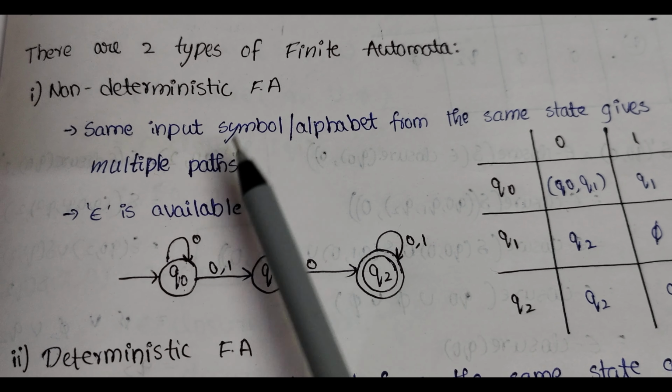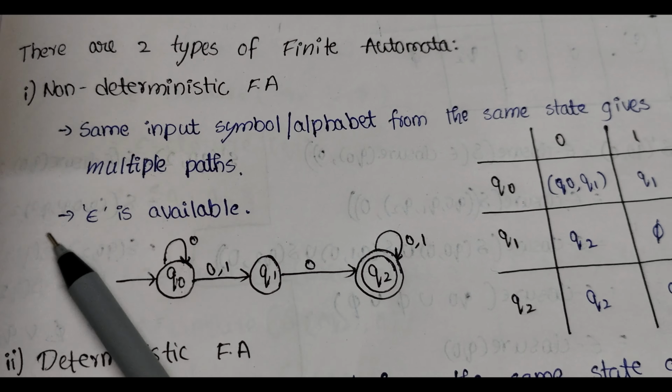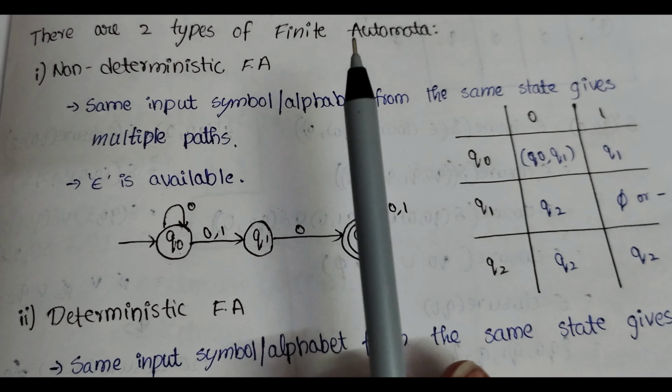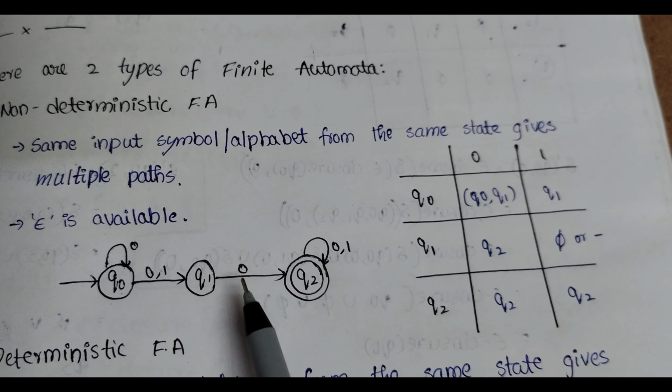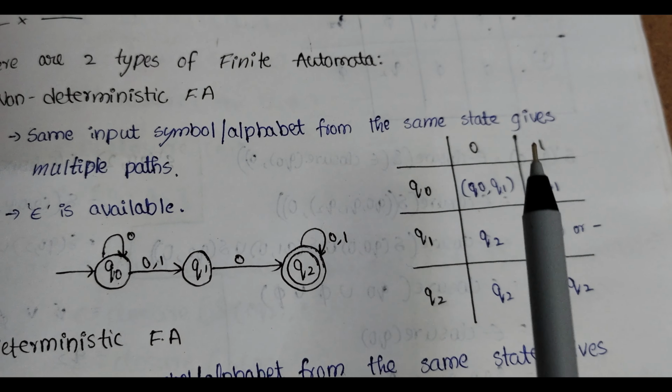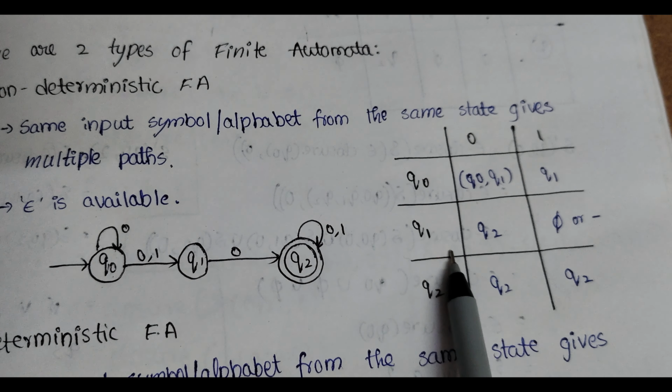In non-deterministic finite automata, we have epsilon transitions also. Let us discuss this in the further videos. Also, how do you write the transition table? This is a transition diagram. How do you write the transition table for this diagram?